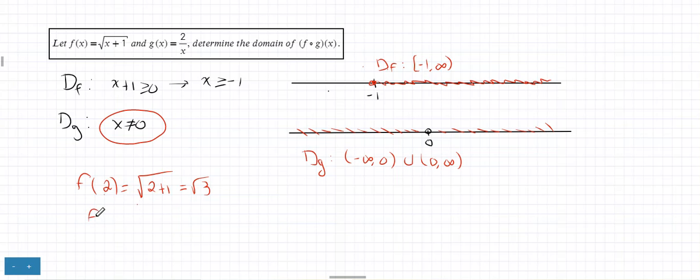Let's say that I were to then ask you to evaluate f of z, for instance. Well, it might look a little tricky, but all I'm doing is following the same rule. In other words, where I have x, I'm now going to put a z, which is our input. So this is going to be the square root of z plus 1. And that would be f of z.